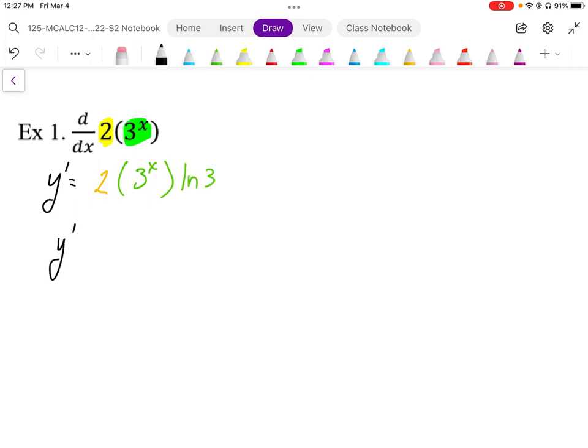Okay, I'm just going to group my terms together. So there's my coefficient. And then I just regenerate the 3 to the x function. So exponential functions regenerate themselves when we differentiate.